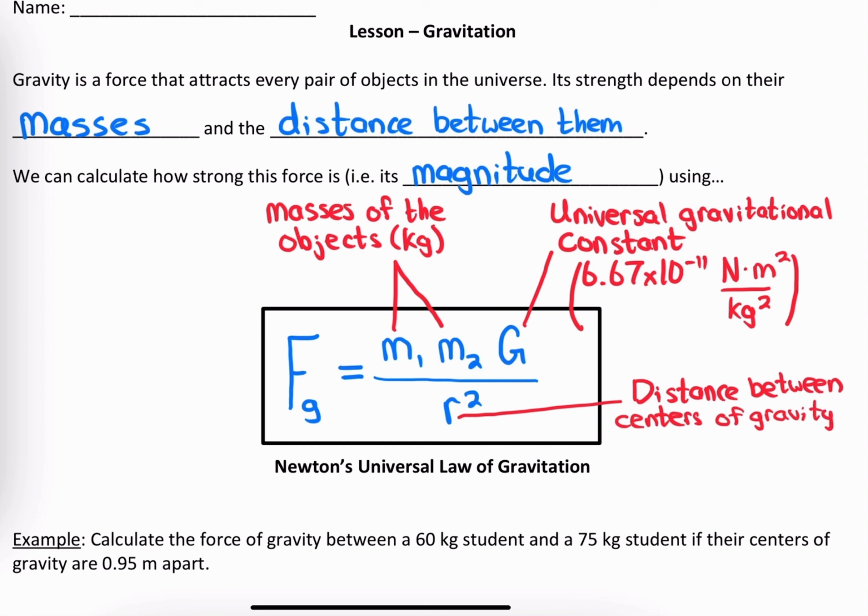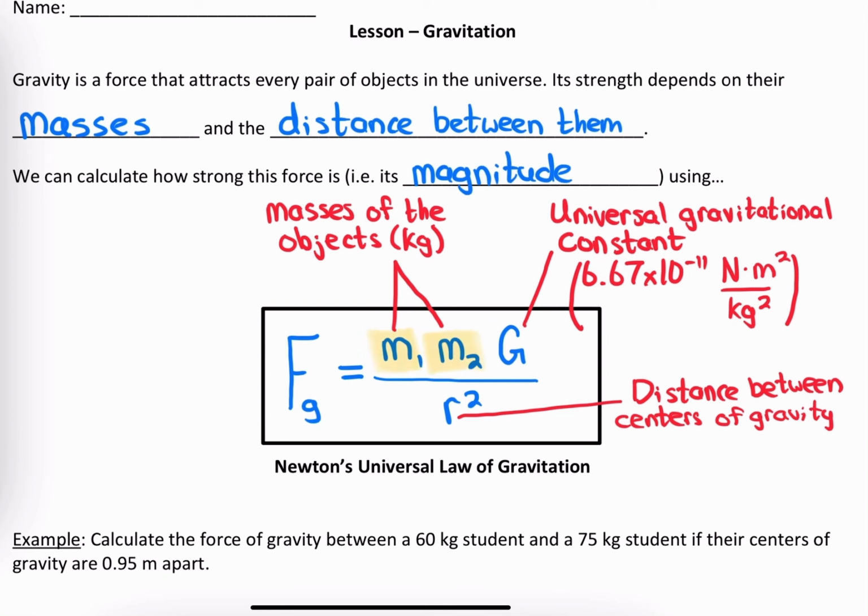The distance between their centers of gravity. Now, as we've done previously in this course, we're mostly going to deal with uniform objects, so that means their center of gravity will be at their center. But this is a point I thought I would mention nonetheless. So that's Newton's universal law of gravitation. It tells us how strong the gravitational attraction is between two objects.